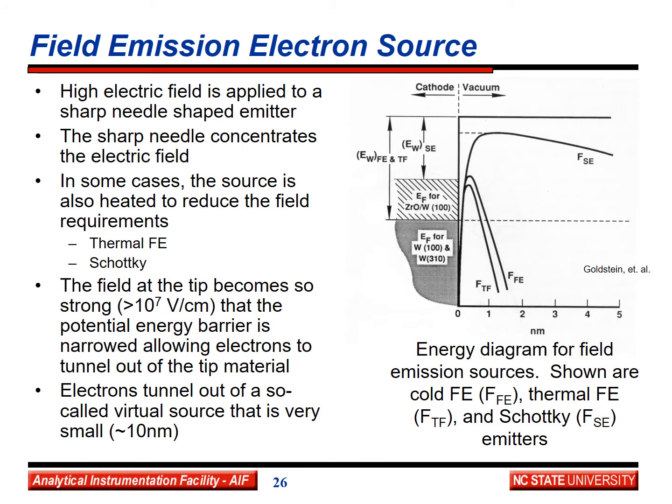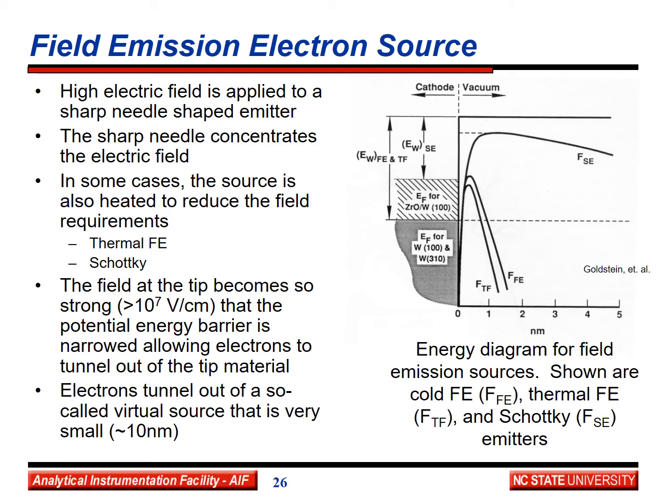With a field emission electron source, we apply a very high electric field to a sharp needle-shaped emitter tip. The shape of the sharp needle concentrates the field and creates conditions that allow for quantum mechanical tunneling of electrons outside the sample. There is no classical analog.